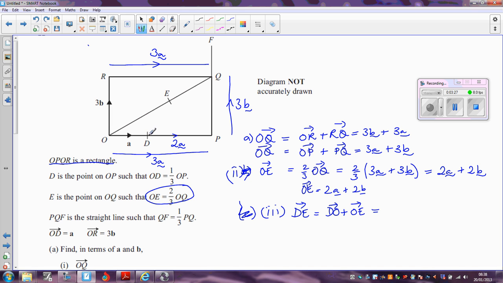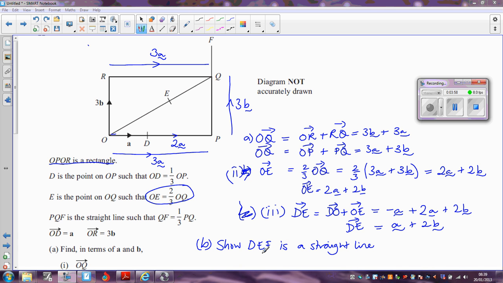Now the vector DO, well, we can see that OD is the vector a, so to go in reverse, DO is just going to be minus a, in the opposite direction. And we're now going to add OE, which we have here, so that's 2a plus 2b. If I simplify that, minus a plus 2a, well, that's just a, and that's a plus 2b. So we've now found the vector DE.